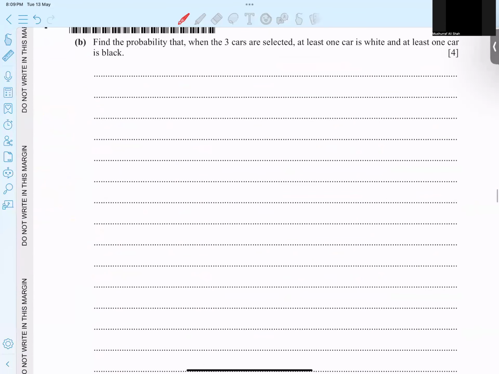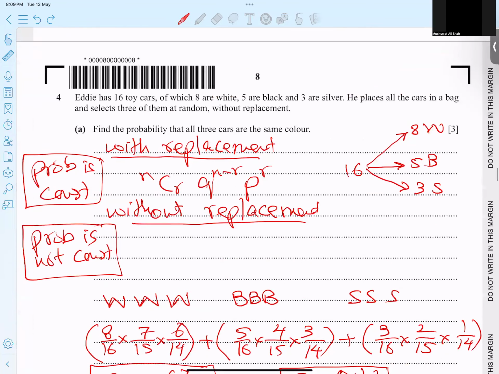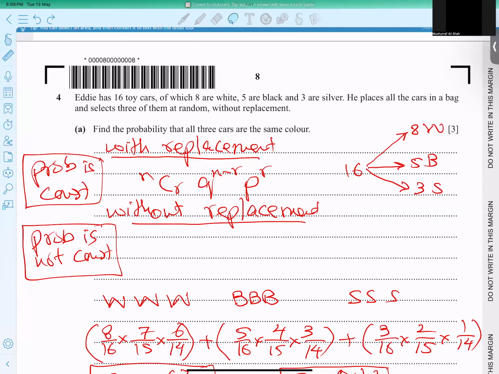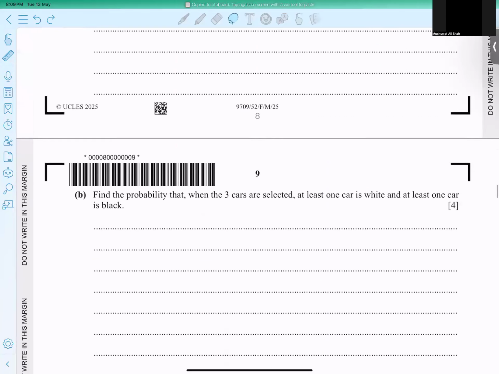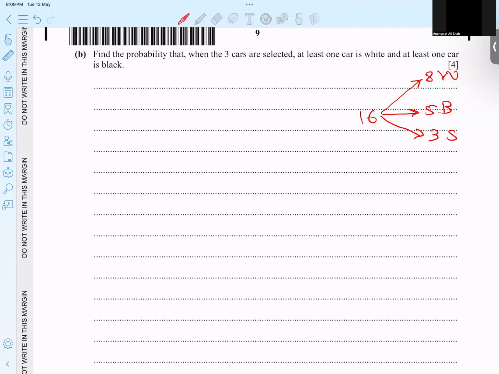He said to find the probability when 3 cards are selected, at least 1 card white and at least 1 card black. So I have to make some planning here. Because we have 3 colors, the best technique is to shift this data to the next page. Otherwise, we can't do this question easily. So come back. He said 3 cards are selected, and we have to take a situation. Listen to me carefully, please.